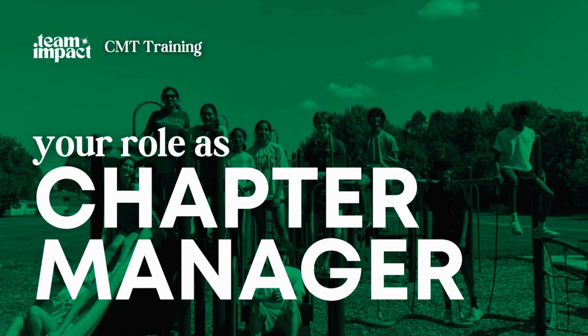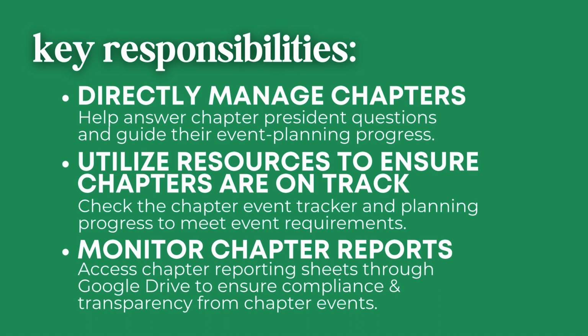This is defining your role as a chapter manager a little bit further here, and where you specifically fit into Team Impact. So your key responsibilities as a chapter manager are to directly manage the chapters, meaning answering any questions they might have and monitoring their event planning progress to make sure they're reaching their goals. To do this, you'll need to utilize resources to make sure chapters are on track. So that means checking the chapter event tracker and the planning and progress reports to make sure that your chapters are meeting their event requirements.